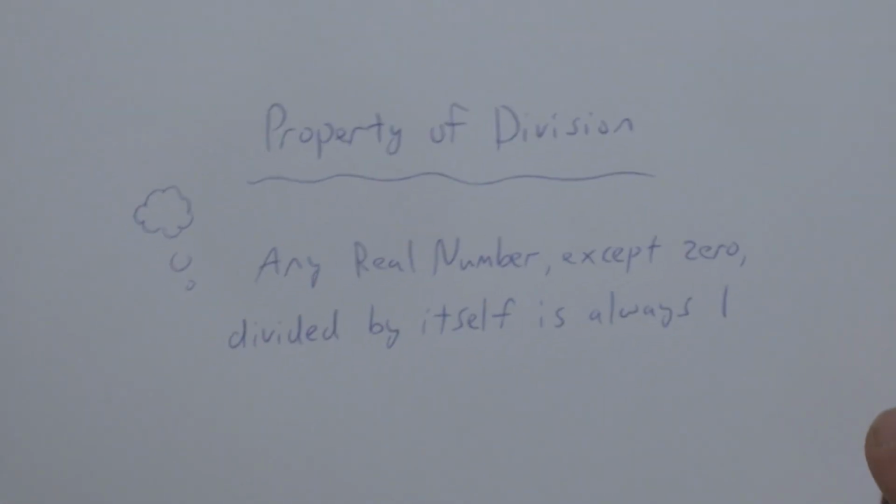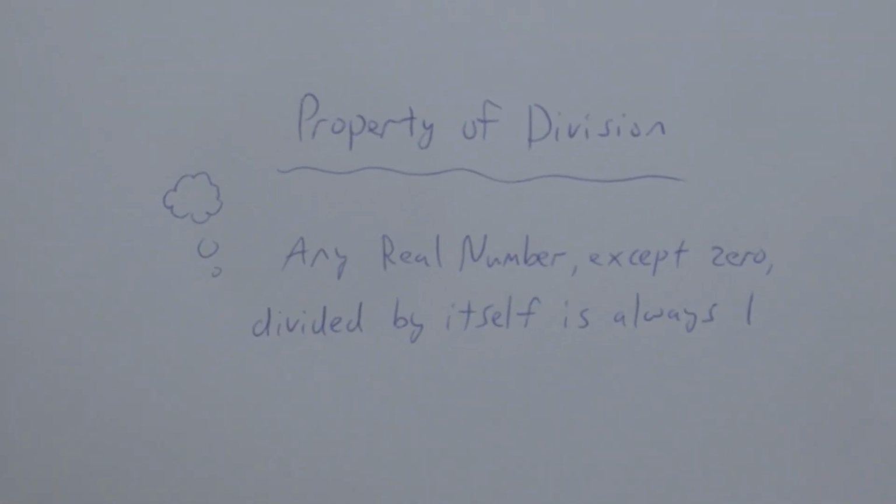This thing is huge, man. Okay, watch this. This happens all the time in math. Property of division. So this is just a property of division, but it's really important. Any number except 0 divided by itself is always 1. This is a property of division. What the heck does that mean? Well, look, man, it's really kind of straightforward.